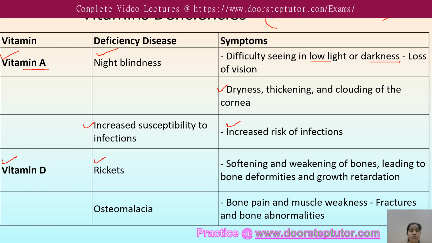So here the bones soften, due to which there are several deformities in the growth of the child, right? And also osteomalacia is basically bone pain and muscle weakness. This may occur over a period of time. Rickets can occur at a very small age, so from the infancy stage to the stage of a growing or developing child.